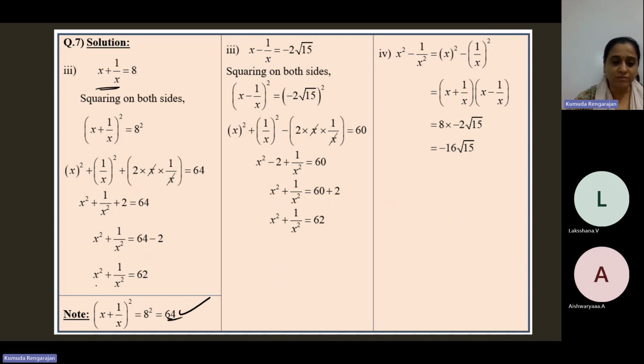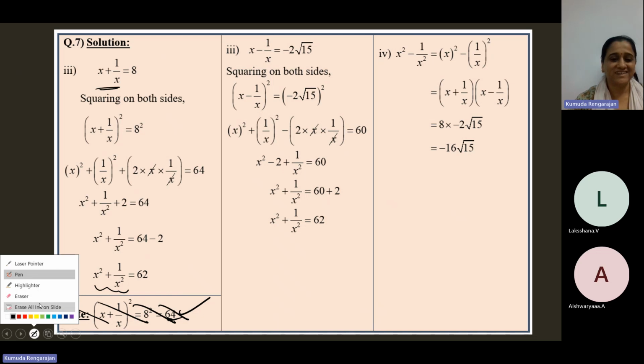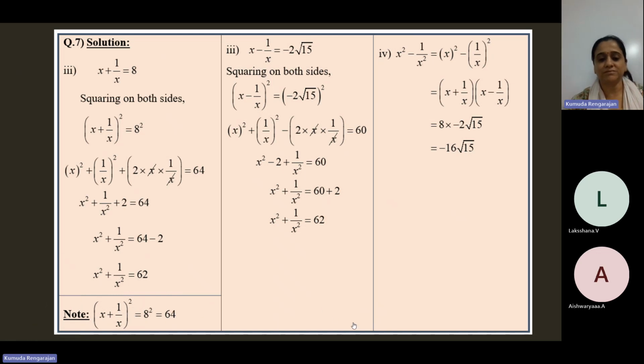That's different from the answer for x squared plus 1 by x squared. This note is not a part of the answer. I have just written the value for you to get the difference. You make a note of it, but in the exam, you don't have to write this note. Children, please complete.